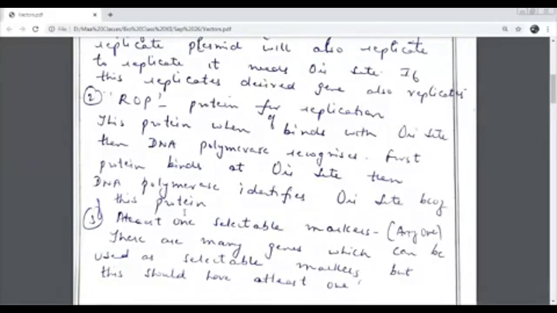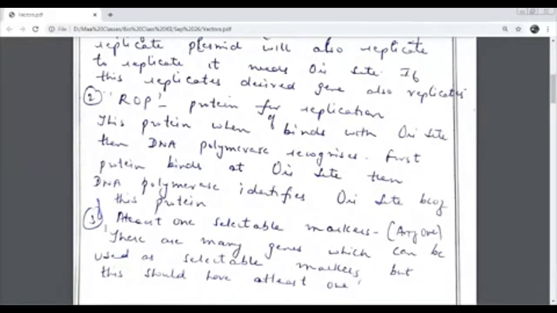So which was the first main quality of vectors which I discussed with you before this? It should be able to replicate. Excellent. And the second is the presence of proteins. What are the proteins called? ROP, the replication protein.